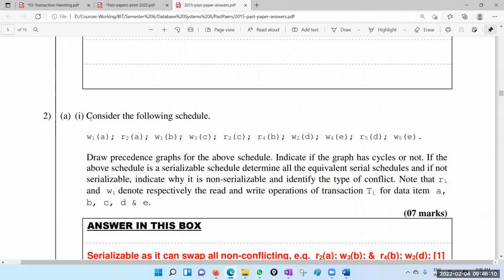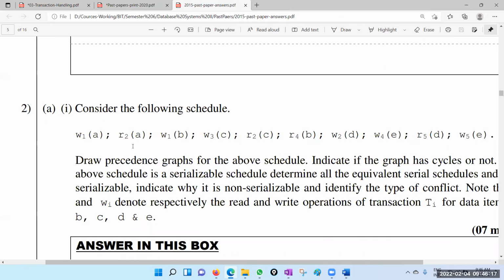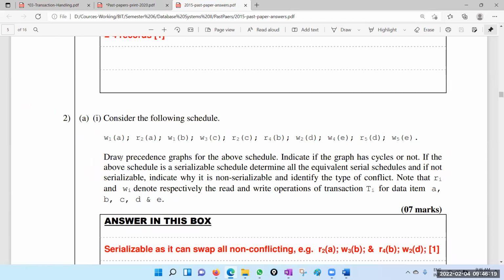Full question. Consider the following schedule. This is the schedule. The first part is: draw a precedence graph for the above schedule. Indicate whether the graph has cycles or not. I don't know whether we did it last time. Anyway, we'll do it again because we want to go into the locking part as well.